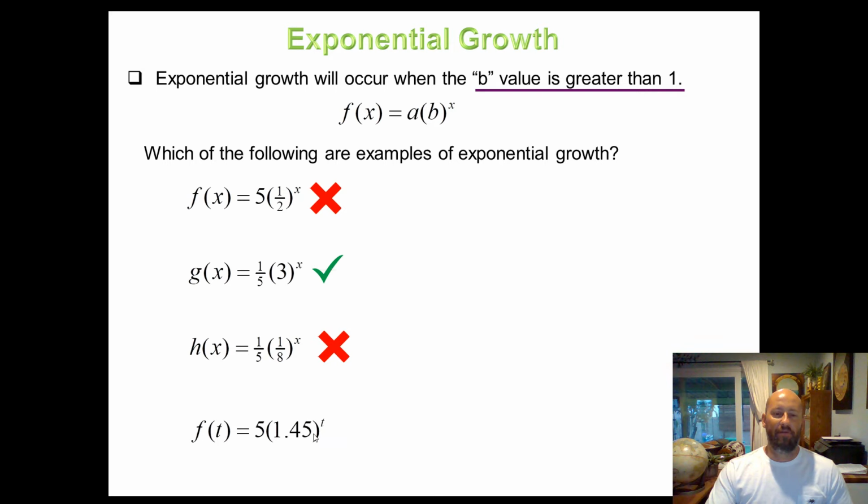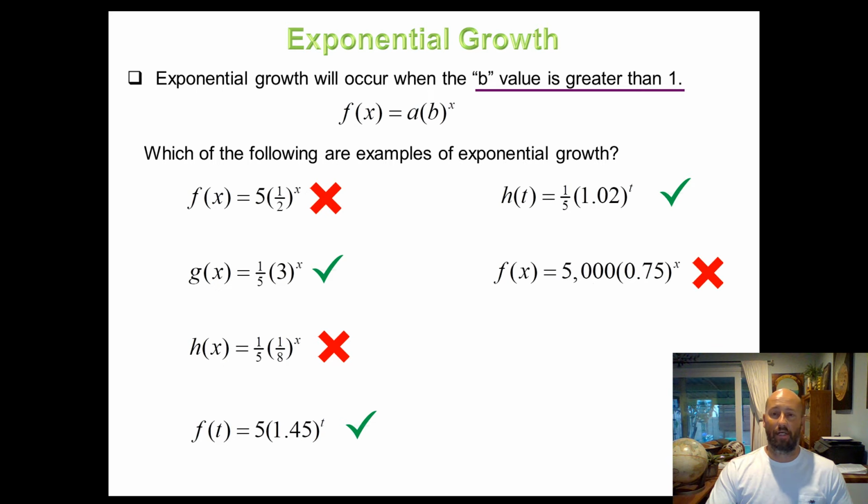So 1.45, now we have a decimal. Still bigger than 1. So yeah, that's exponential growth. And then 1.02, again greater than 1. Okay, it doesn't matter about this big number out here. What we look at is the b value. Remember this is just our initial value. This is where it's going to cross the y-axis. That's going to be the y-intercept. So that's less than 1, so that one is not exponential growth. That would be decay.